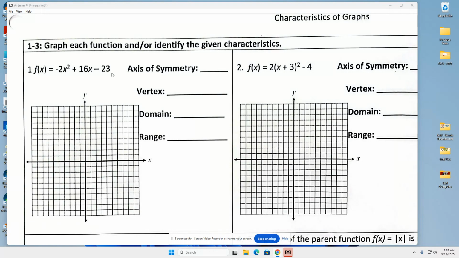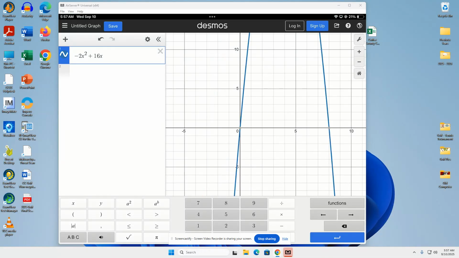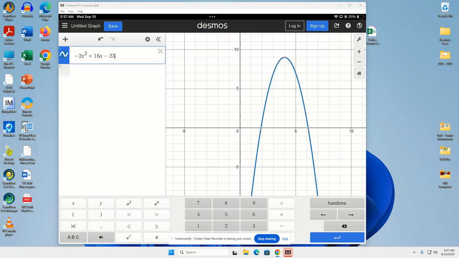I'm going to take this equation and plug it into my Desmos. That equation is negative 2x squared. And again, you can access all of the same stuff that I have with your keyboard. So we have negative 2x squared, and then plus 16x, and then minus 23. And it gives you your graph. A couple things about that graph. Remember, I almost tried to click on it like this, but I'm using my iPad.